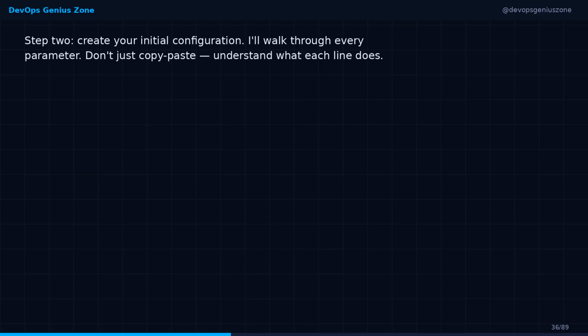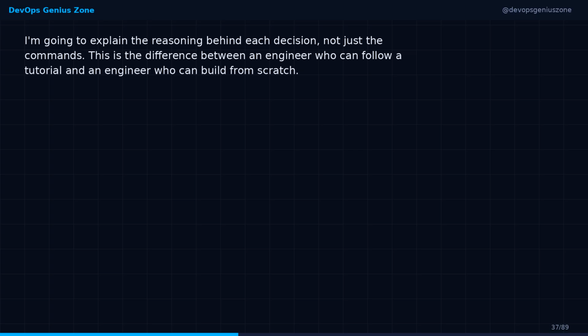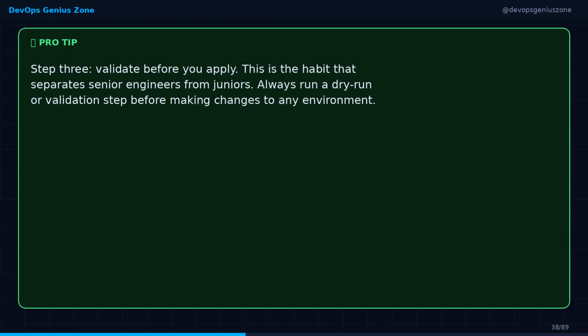Step 2. Create your initial configuration. I'll walk through every parameter. Don't just copy-paste, understand what each line does. I'm going to explain the reasoning behind each decision, not just the commands. This is the difference between an engineer who can follow a tutorial and an engineer who can build from scratch.